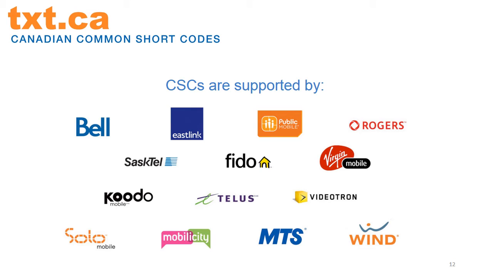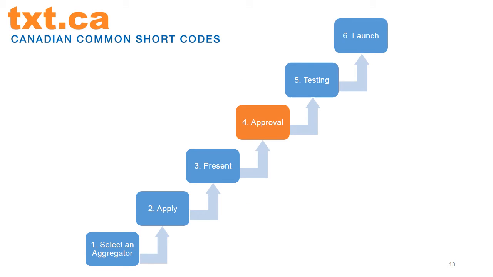Here are the wireless service providers that can support common shortcodes in Canada. After the application form has been presented to and reviewed by the Shortcode Council, the fourth step is the approval of the common shortcode program.